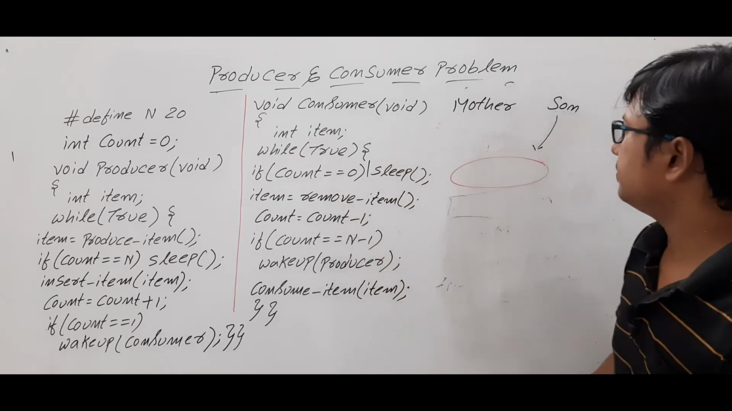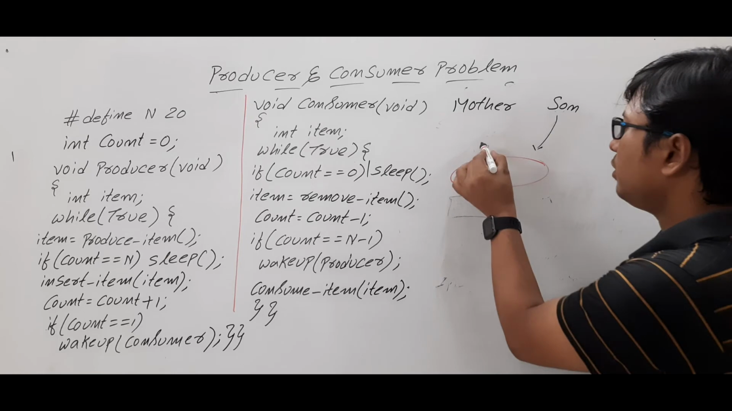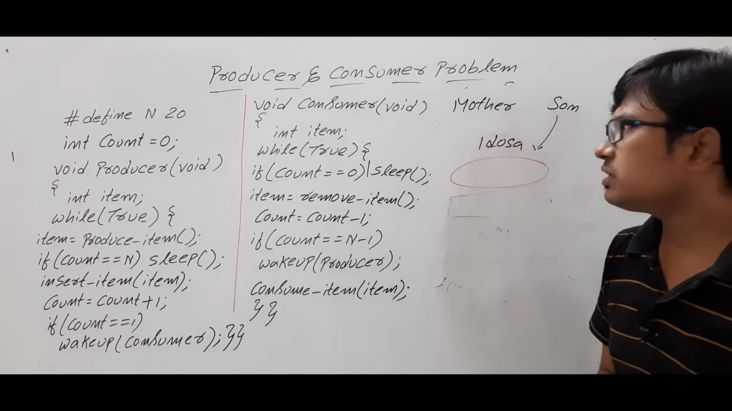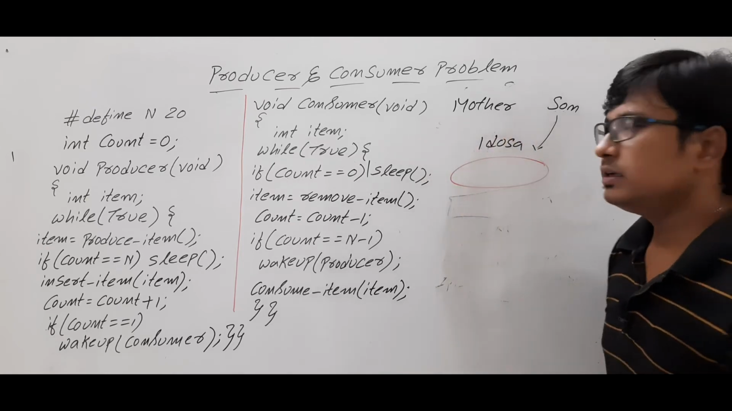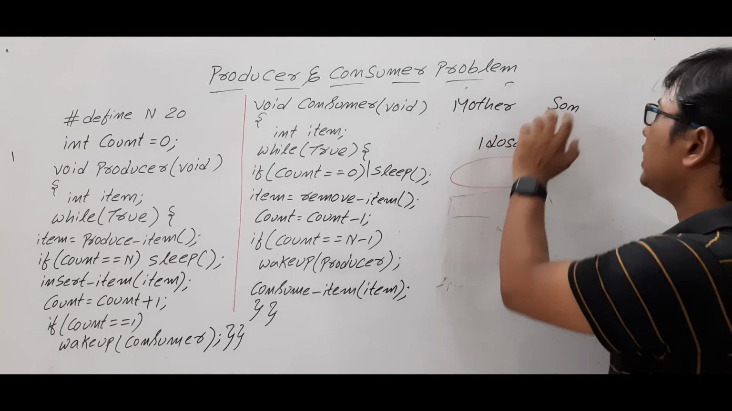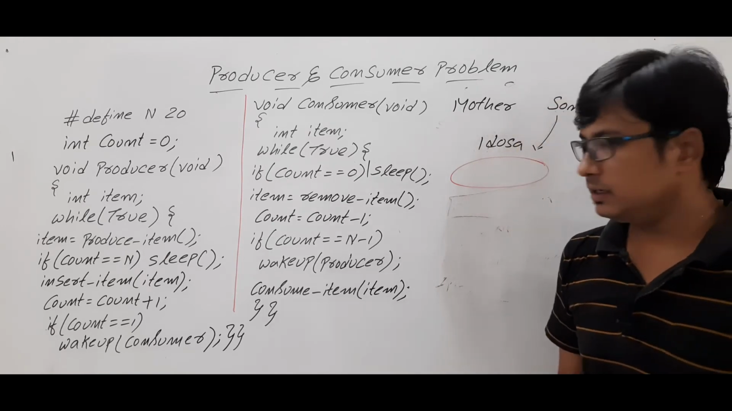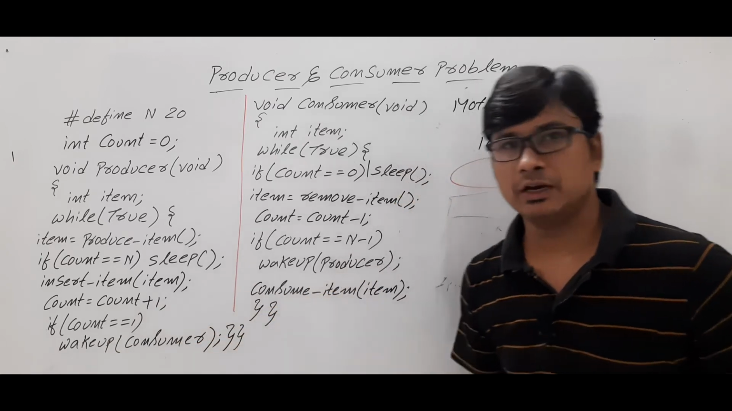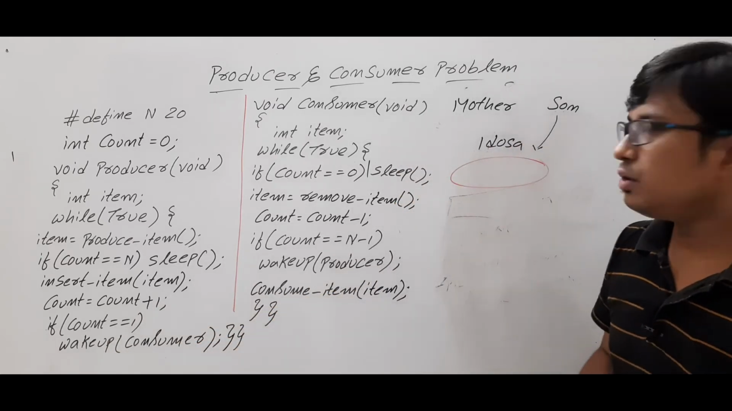So similarly, now look here. The mother has poured one dosa. Now what is the task of the mother? Once she poured one dosa, what will she do? She will go and wake up the son. Am I right? Is it clear? Are you able to understand? If count is equal to 1, wake up consumer.